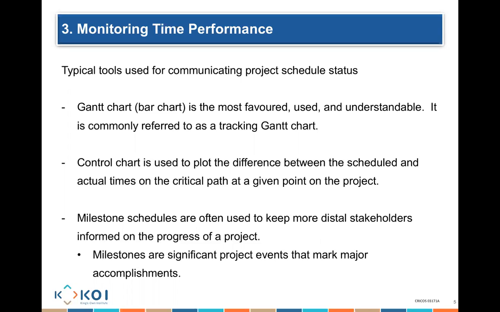There are obviously other ways. For example, there's a control chart, which is just to plot the difference between the scheduled and the actual times on the critical path. So you may have a graph saying, I was supposed to finish it in day 1, it finished in day 3. You start comparing them. I don't see it used very often compared to the Gantt chart, but it is an approach that people could try to use.